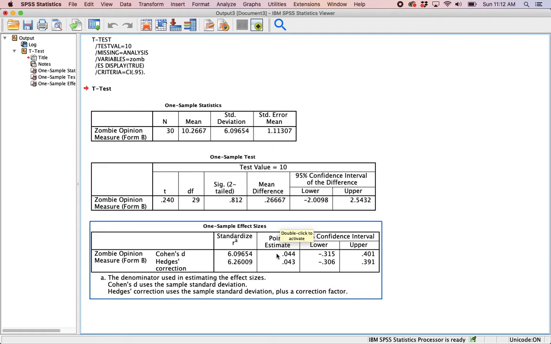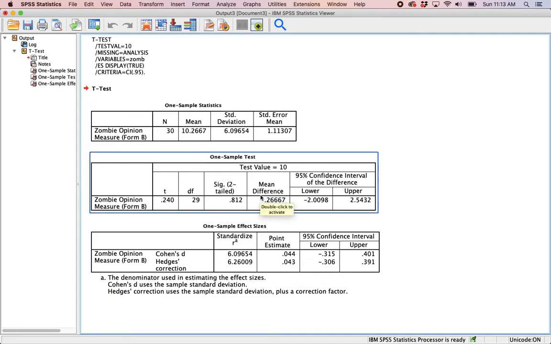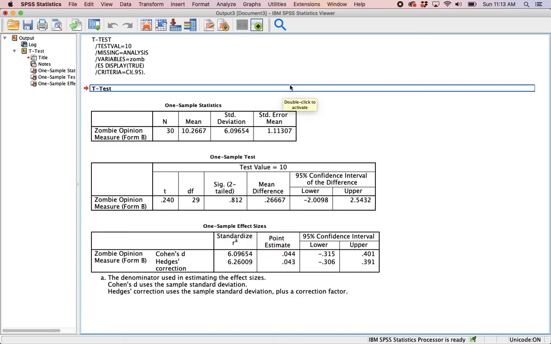As you might expect, a point estimate for Cohen's d of 0.04 when you look at guidelines is not a big effect. It's a very small effect. So what we're saying is there's really not, in addition to not being a statistically significant difference, there's only a small difference between the sample mean and the population mean.